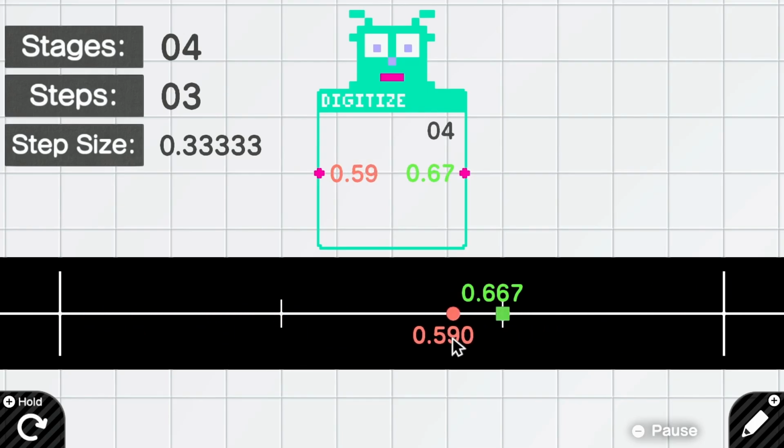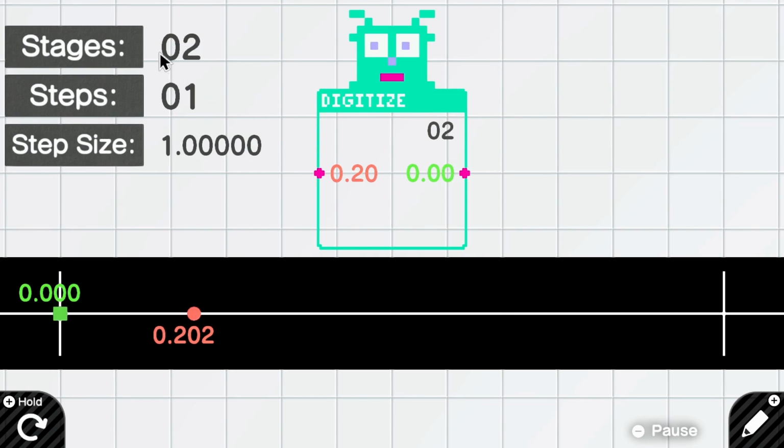We also have here the step size, which is basically the size of the interval between each of these steps. You can easily calculate this by just taking 1 and dividing it by the number of steps. So for example, with the most basic setting, there are two stages. There's one step, and one divided by one is one.